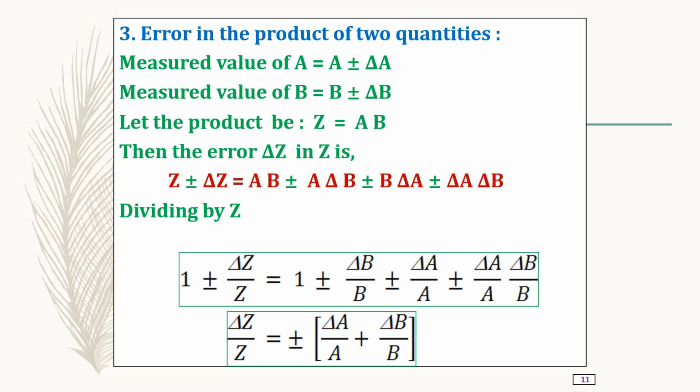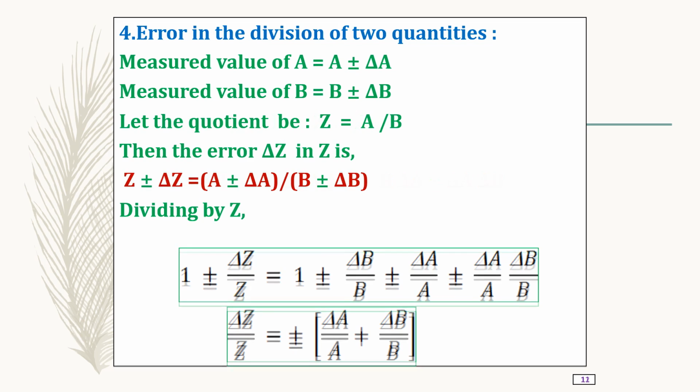So 1 plus or minus delta B divided by B, because A will get cancelled, and then plus or minus delta A divided by A, in the third term B will get cancelled. So plus or minus, we'll make this delta A divided by A and delta B divided by B individually. Then 1 will get cancelled on both the sides. So we'll get delta Z by Z is equal to plus or minus delta A by A plus delta B by B. From this we can say that the maximum fractional error in the product of two quantities is equal to the sum of the fractional errors in the individual quantities.